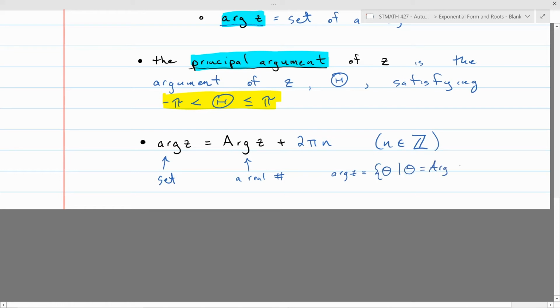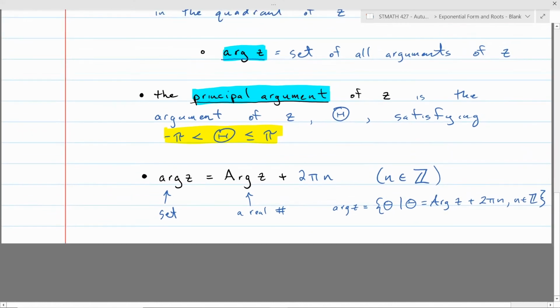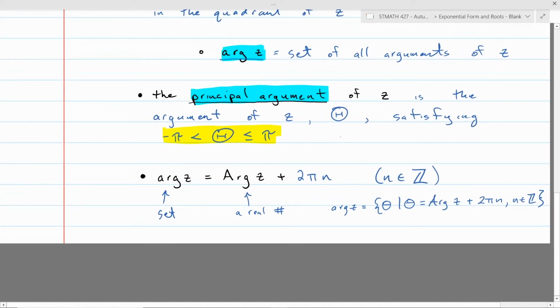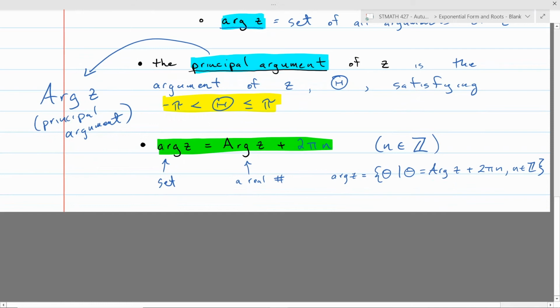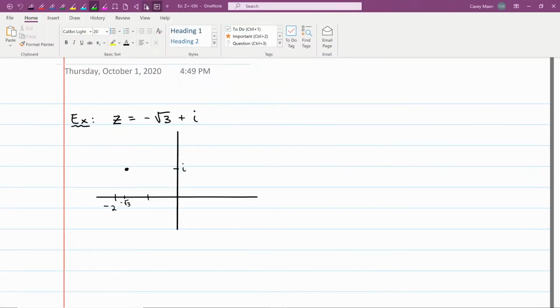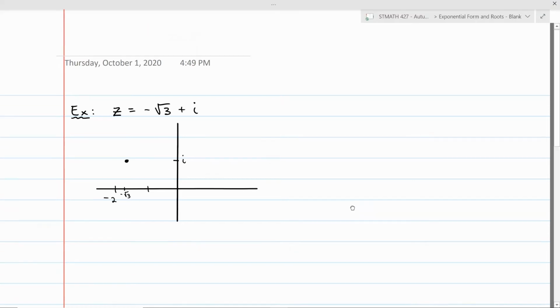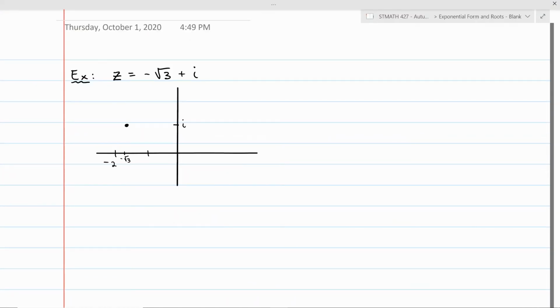the principal argument. Oh yeah, I forgot to mention the principal argument. We use this notation, capital ARG. Let me squeeze that in here. Capital ARG of z is the principal argument. Thing that we were doing at the bottom there, any argument is just the principal argument plus some multiple of 2 pi. Maybe we should see an example here that kind of makes it clear what we've got going on.